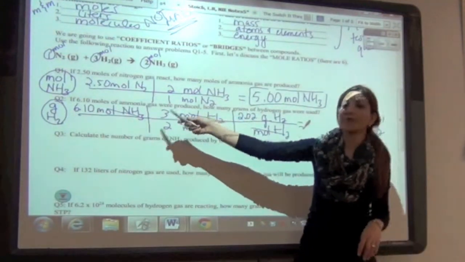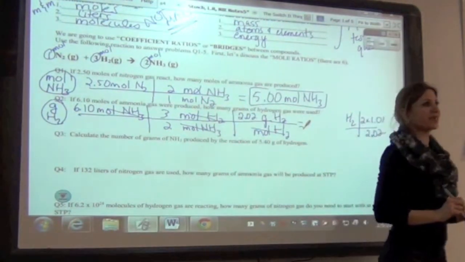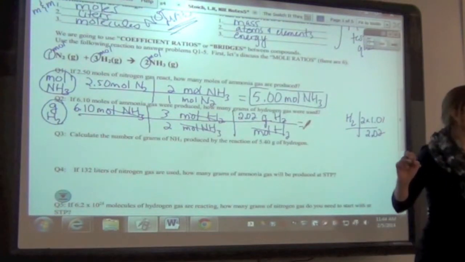They asked us for grams. So if they asked us for moles, we would be done, like they did up here. So since they're asking us for grams. Okay. 4.53? No.